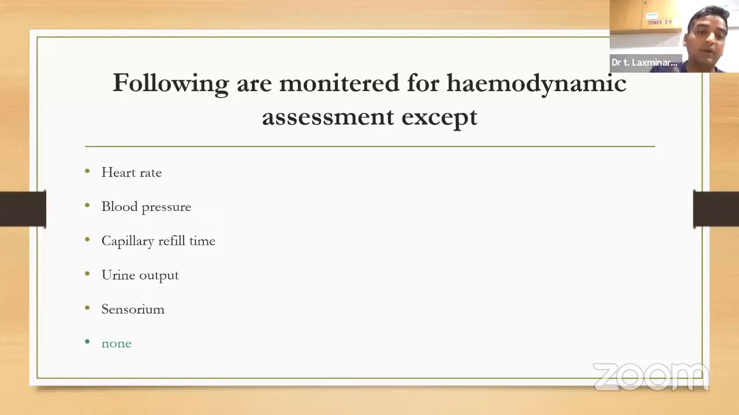So basically all these parameters are useful for assessment of hemodynamic monitoring. We use heart rate, blood pressure; capillary refill time is useful, urine output is useful, even sensorium is also useful. If a patient is having hypotension, he'll be drowsy. So the right answer is none.